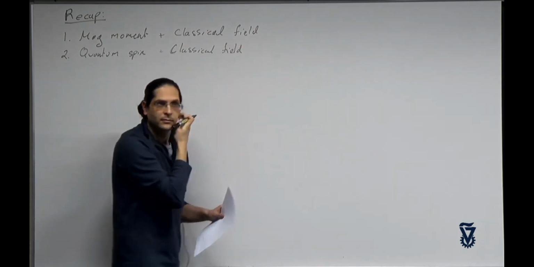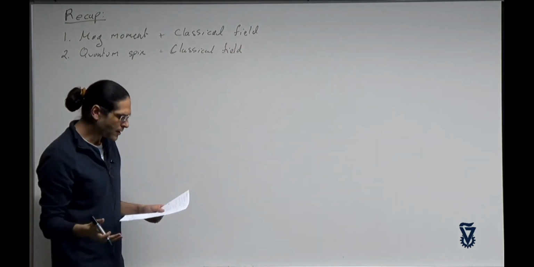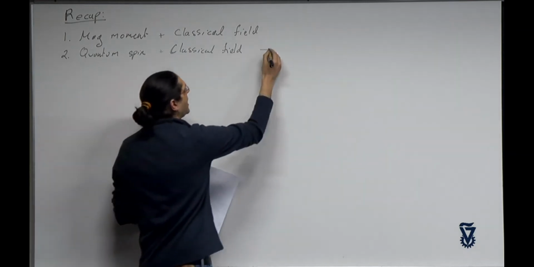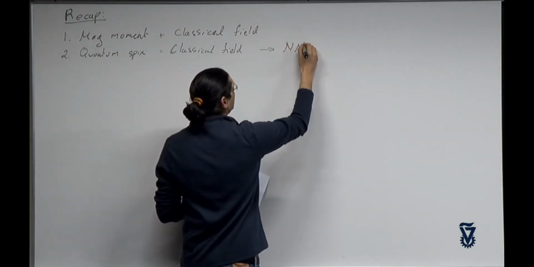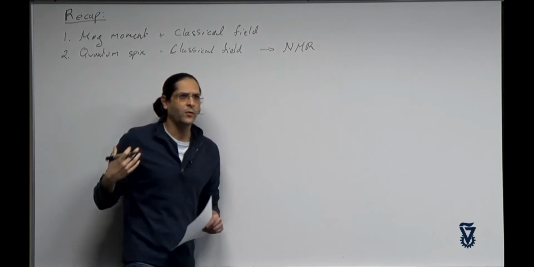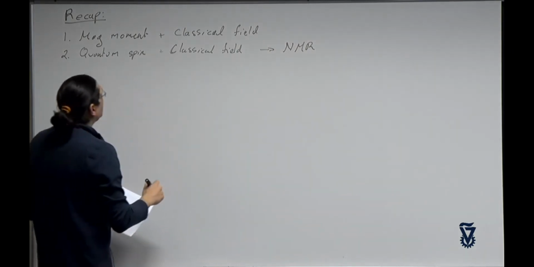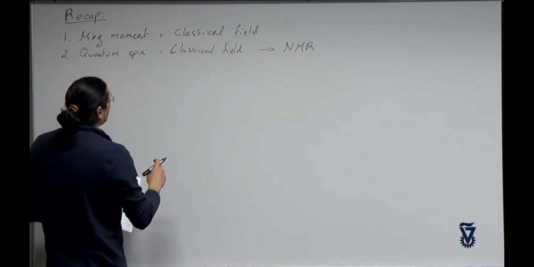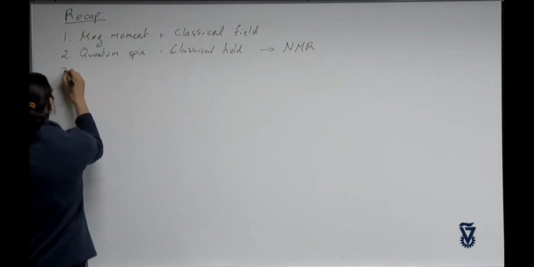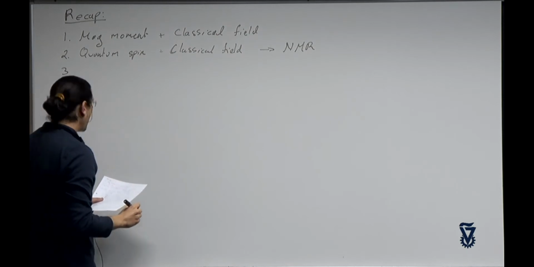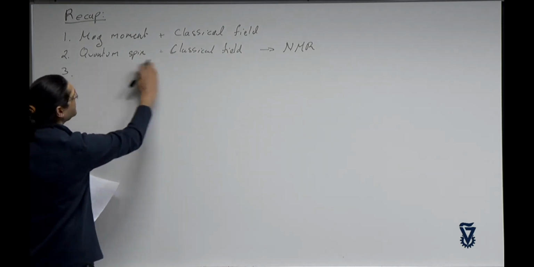We talked about nuclear magnetic moments, and we even built an NMR quantum computer model, and we understood how that works. So this was our quantum spin with a classical field.